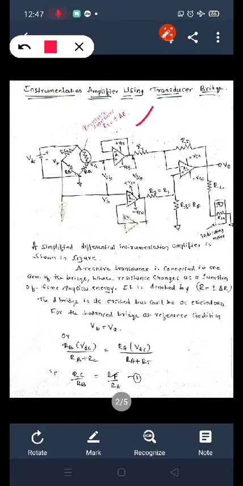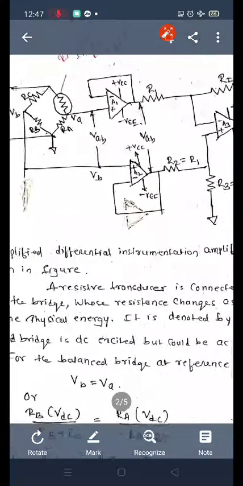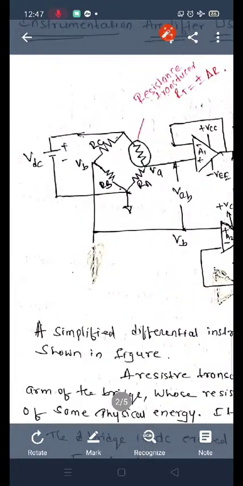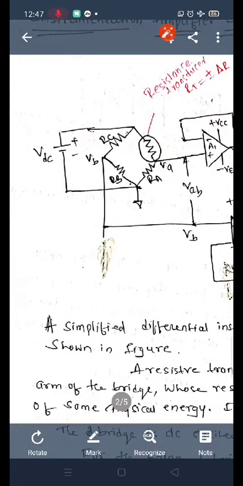Since the values of RB and RC are, what is going to happen?